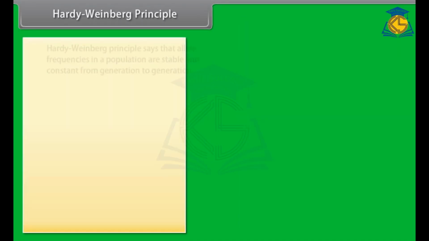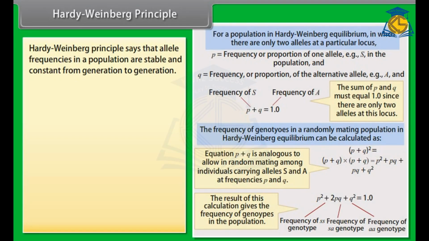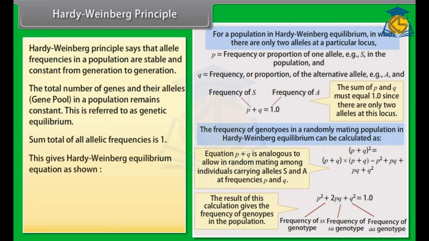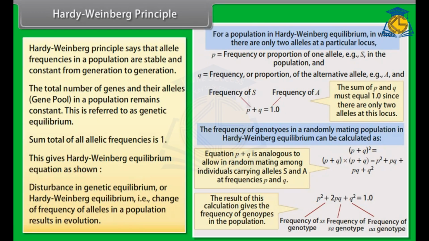Hardy-Weinberg principle. Hardy-Weinberg principle says that the allele frequencies in a population are stable and constant from generation to generation. The total number of genes and their alleles, that is, gene pool, in a population remains constant. This is referred to as genetic equilibrium. Sum total of all allelic frequencies is 1. This gives Hardy-Weinberg equilibrium equation as shown. Disturbance in genetic equilibrium or Hardy-Weinberg equilibrium, that is, change of frequency of alleles in a population, results in evolution.